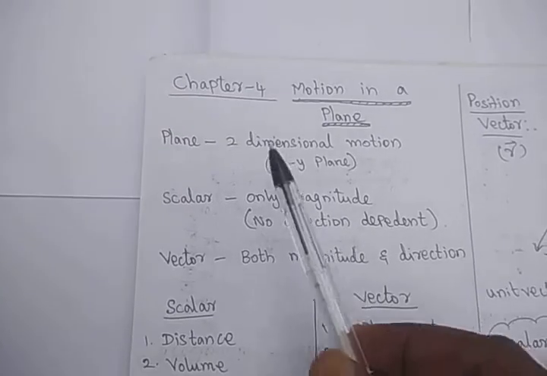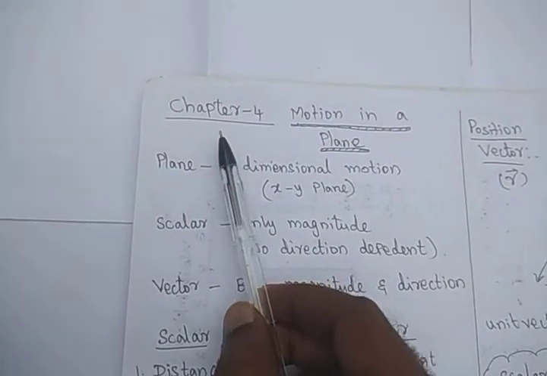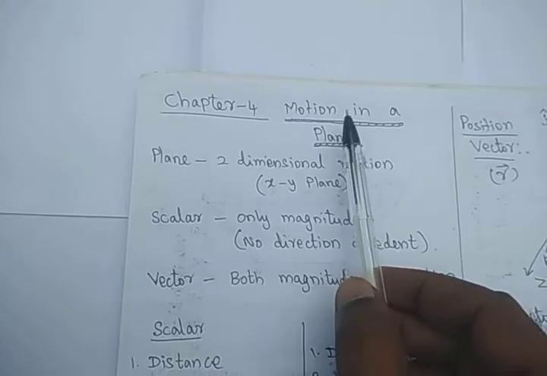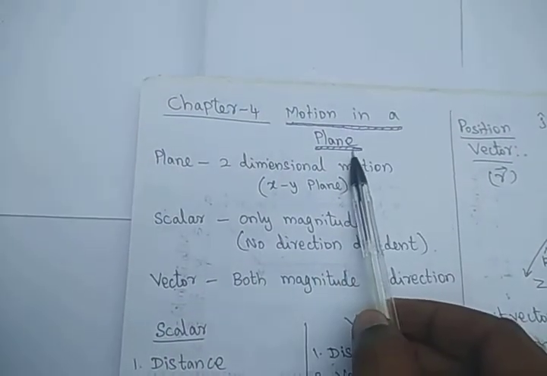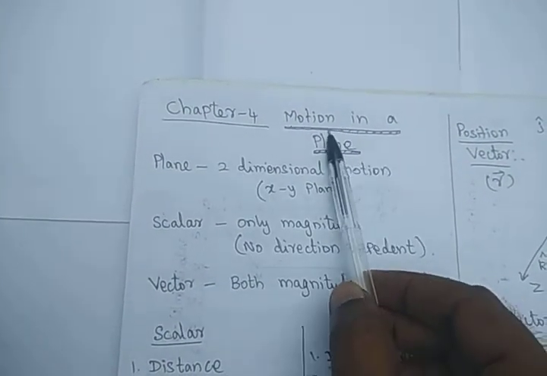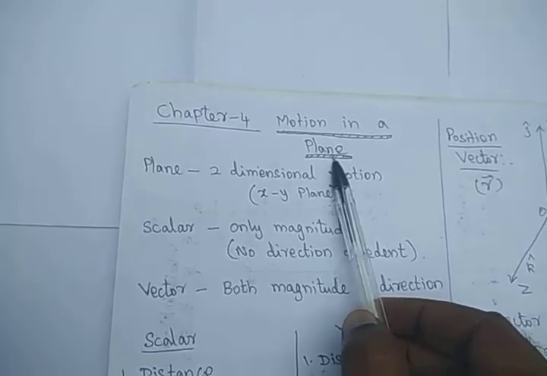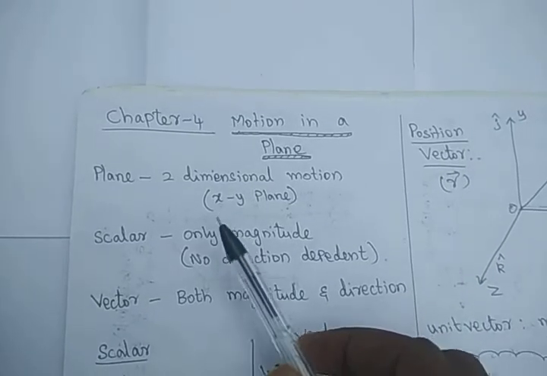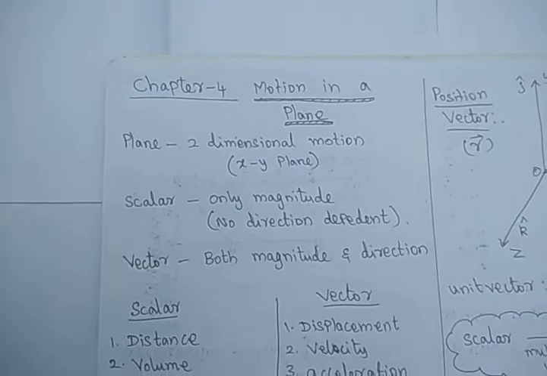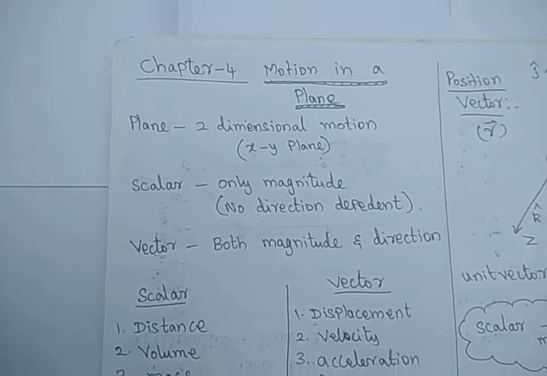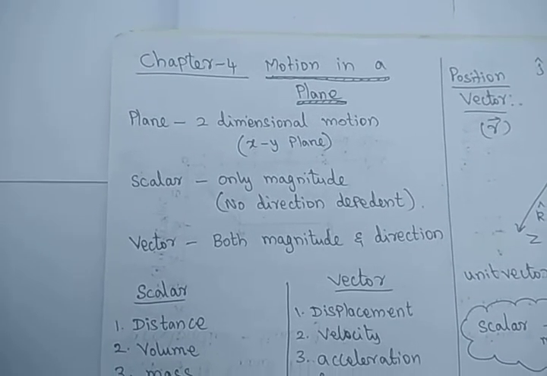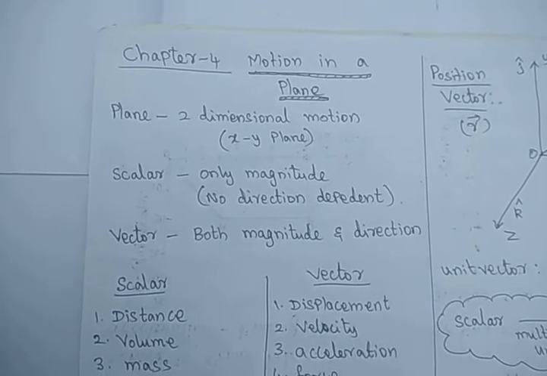Dear students, in this session we are going to see the next chapter, chapter number 4, motion in a plane. Chapter number 3 is motion in a straight line, which deals with the motion of a body in one dimension. This chapter, motion in a plane, deals with the motion of objects in the two-dimensional case.